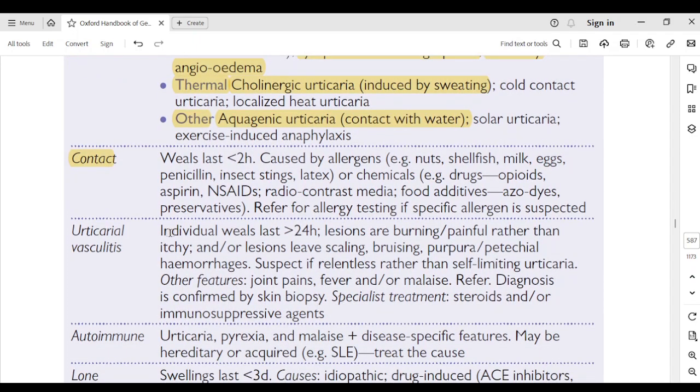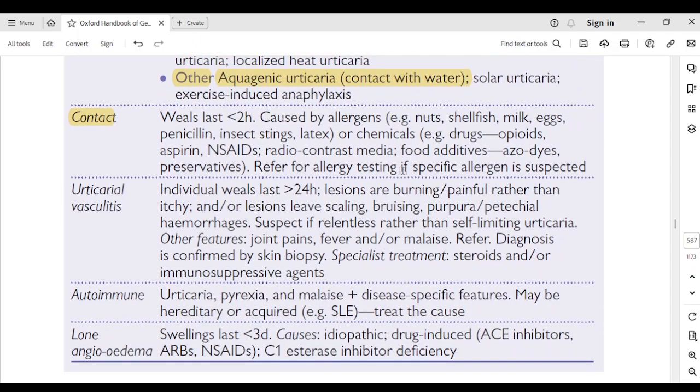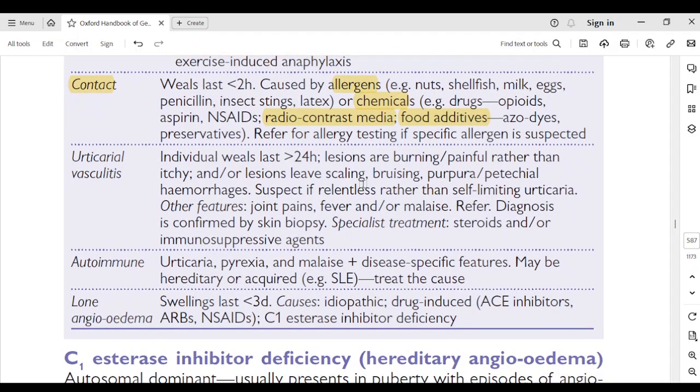So, this is contact urticaria, either by allergen or chemical, radio contrast media, food additives. So you have to check what is the specific allergen and avoid that.